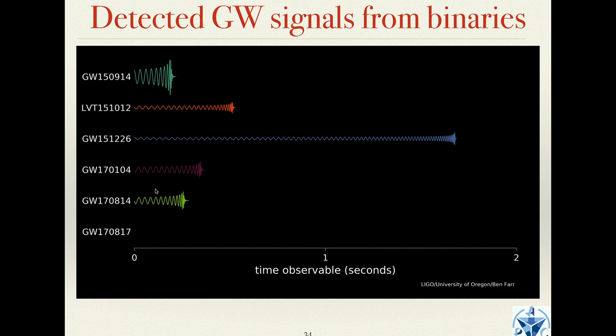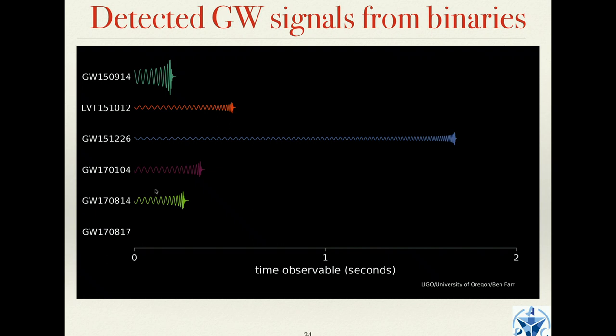We did not believe that 30 solar mass black holes could actually exist because it's hard to form them in the local universe with high metallicity stars. This is what is called the Boxing Day event because it appeared on Boxing Day. This is one of the lightest binaries, and you can see the duration is significantly longer.